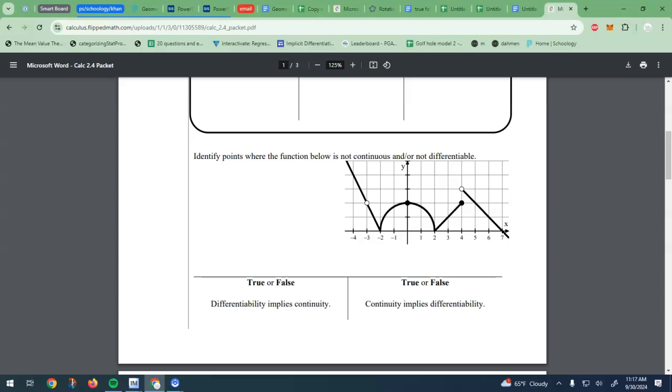Right here, x equals -3. Is that a discontinuity? Yes, that's a hole, right? Is it differentiable right there? No. Why not? It's a discontinuity, right? It doesn't exist. So this is non-differentiable. Because it doesn't exist is a good answer also. Non-differentiable works too.